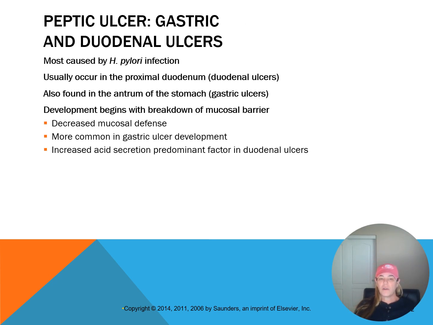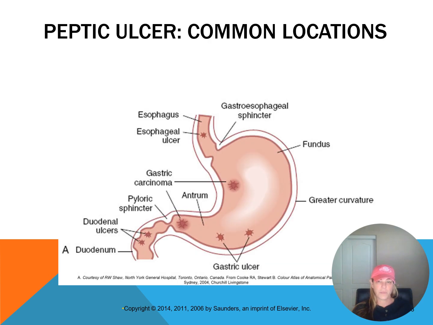Gastric and duodenal ulcers are, again, most likely caused by H. pylori. H. pylori can wreak pretty good havoc on your stomach if you have it. It will break down the mucosal barrier, and sometimes it will break through the barrier to the point where it bleeds. Increased acid secretion can lead to ulcers. A lot of times, if you have prolonged or chronic GERD, this can lead to gastric ulcers. These are different locations where you can find different ulcers.